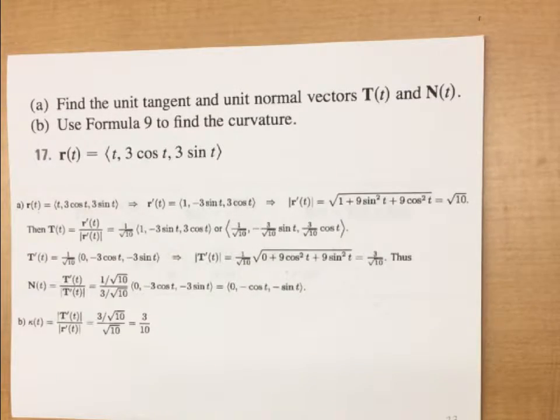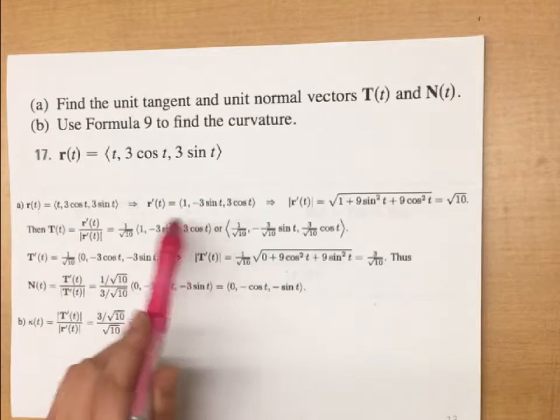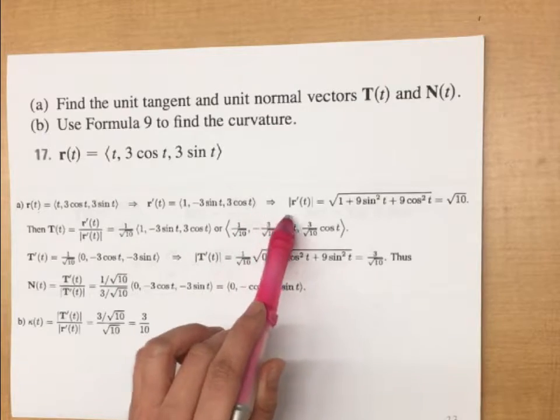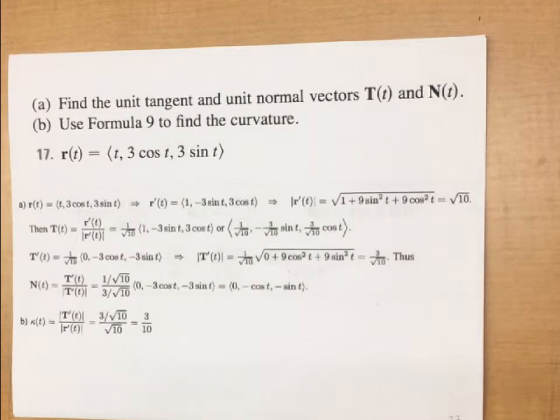And another fun example of this: find the unit tangent and unit normal vectors T(t) and N(t), and use that to find the curvature. And so we're given r of t, which is (t, 3 cosine t, 3 sine t). We find the r prime, and then the magnitude of r prime, which comes out to root 10.